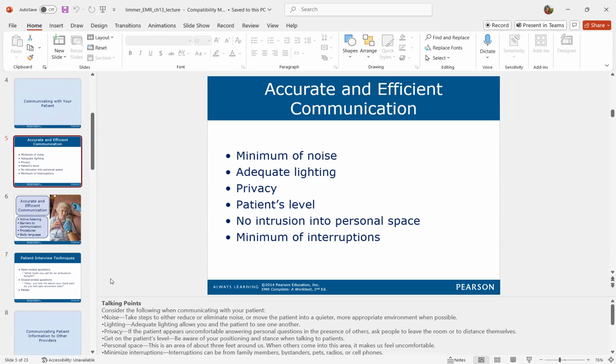Lighting, adequate lighting allows us to see one another, see our patients. And it's different if you're out at a campsite at 3 o'clock in the morning and you have your headlamp going. But if you're in their home and we can turn the light on so the patient can see you, we can see the patient, especially if it's at night, that would be good. Privacy, if the patient appears uncomfortable answering personal questions in the presence of others, we can have them kind of leave the room and distance themselves so we can get the accurate information we need from that patient.